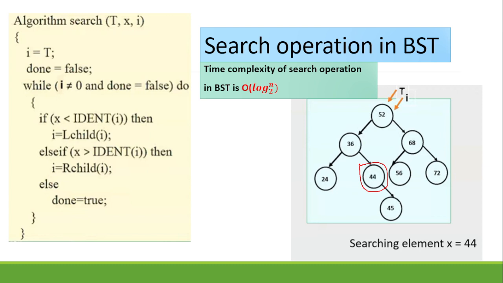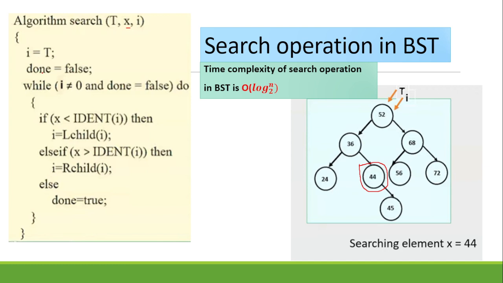So, search element is X. Algorithm search. The element to be searched is X. So, T is pointing to the root node of the tree. Then I is used to traverse through the node. So initially I points to the root node of the tree. That is I is equal to T. We are taking a backup of the pointer of the root node.